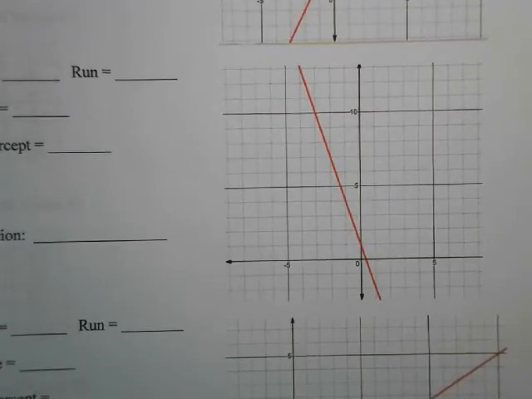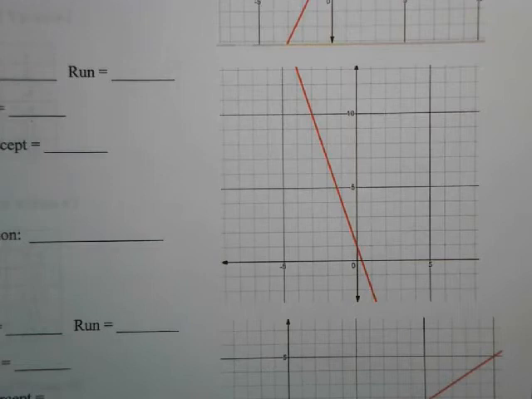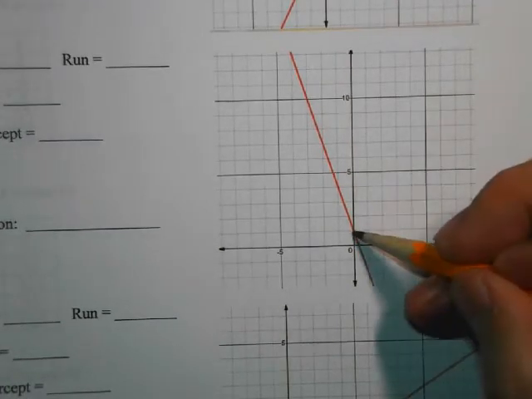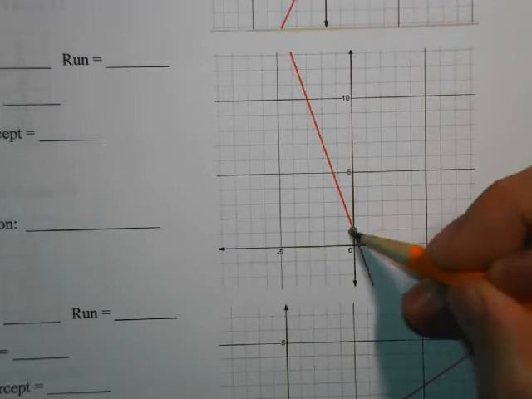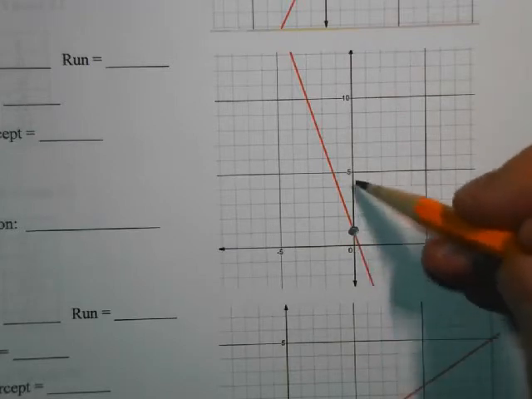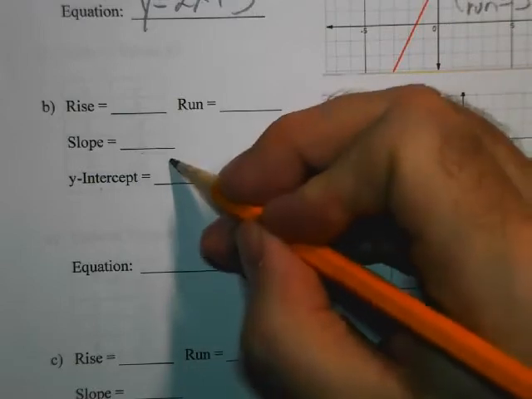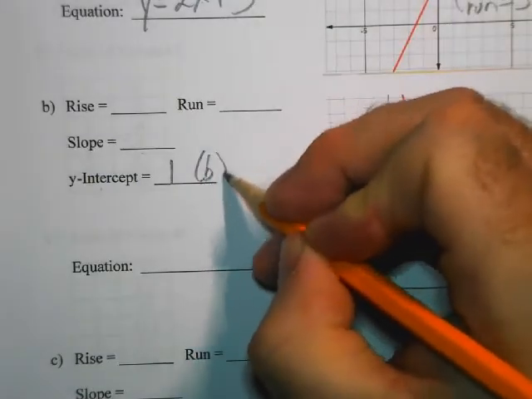graph. So in this graph, again, we're going to do the same process. First thing we do is we find the y-intercept. So that is right here. And we know based on the scale, every box is 1 unit. So the y-intercept is equal to 1. And again, that's our b value.